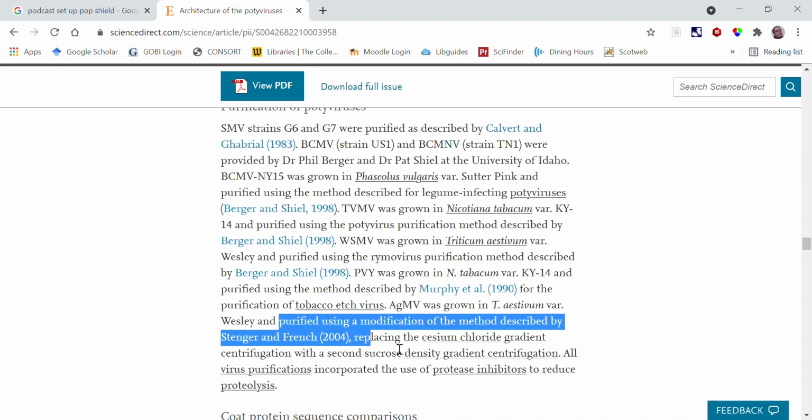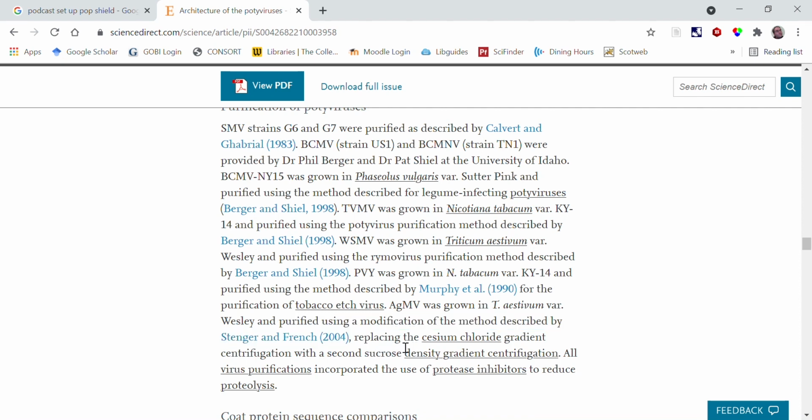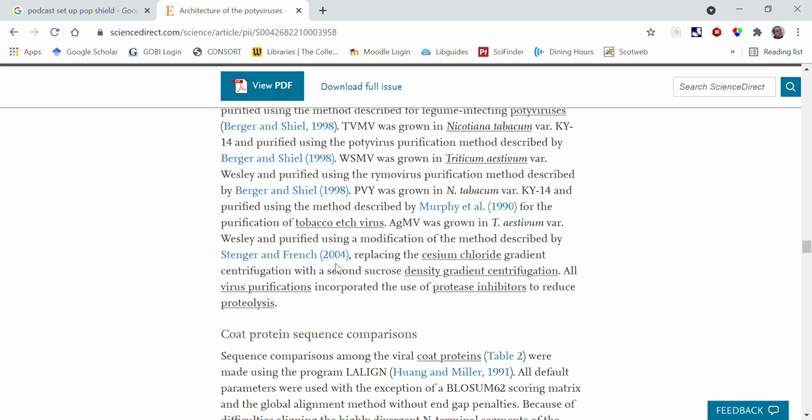Well, this is the purification procedure, and this is what I did in the lab. It says we used Stenger and French, replacing the cesium chloride gradient centrifugation with a second sucrose gradient. Okay, so this is important, but the point being that you could never ever recreate this experiment from this information, so you have to go to Stenger and French.